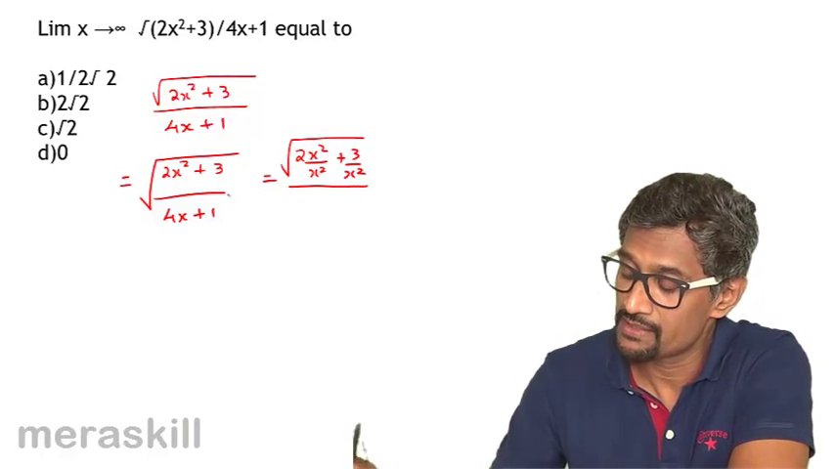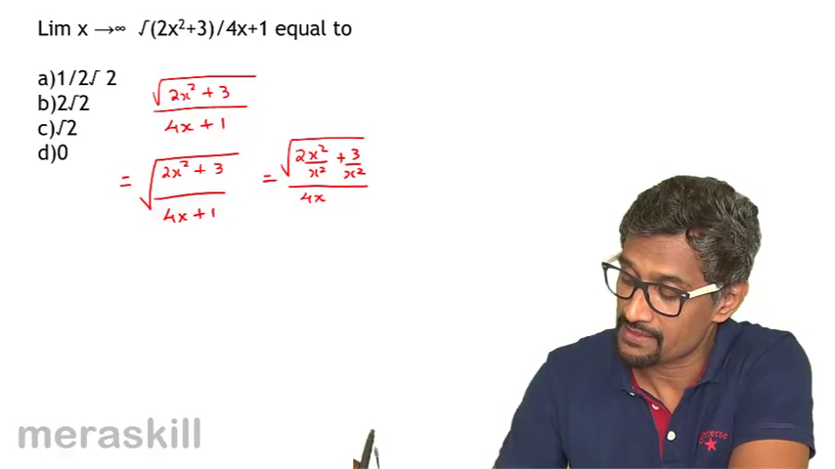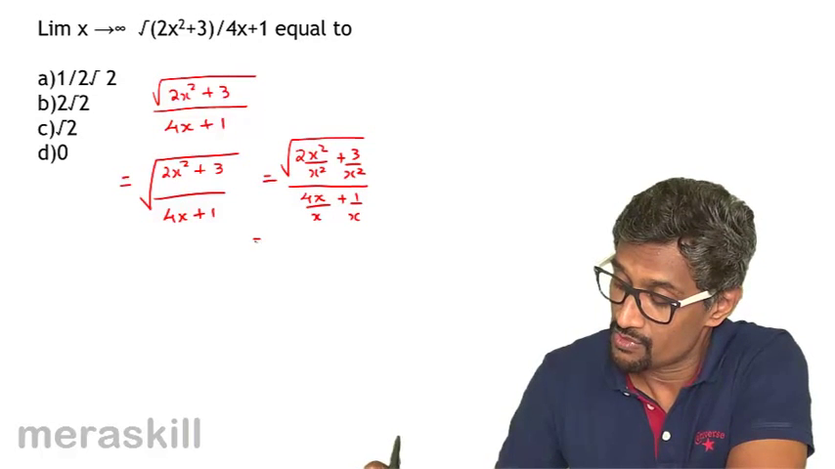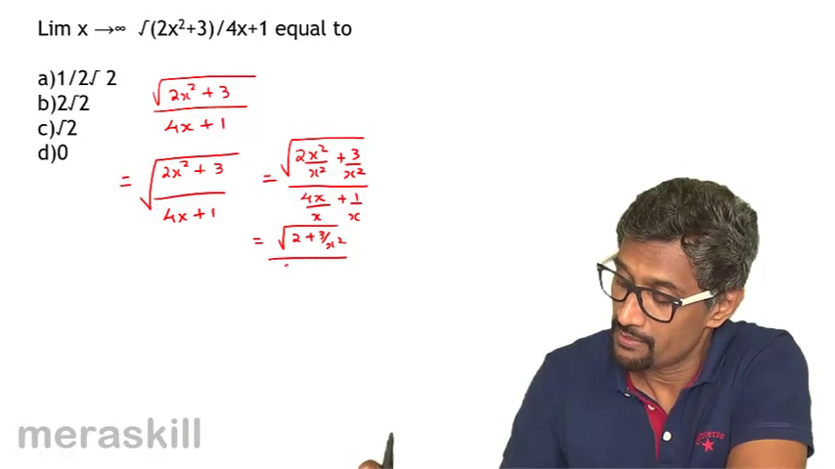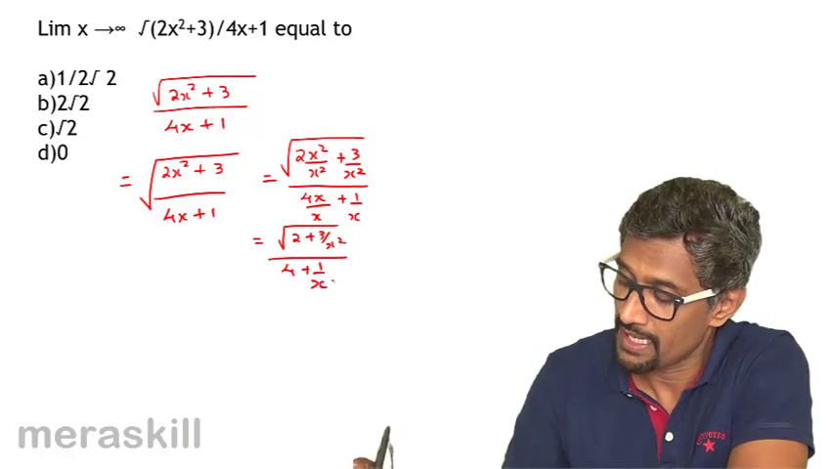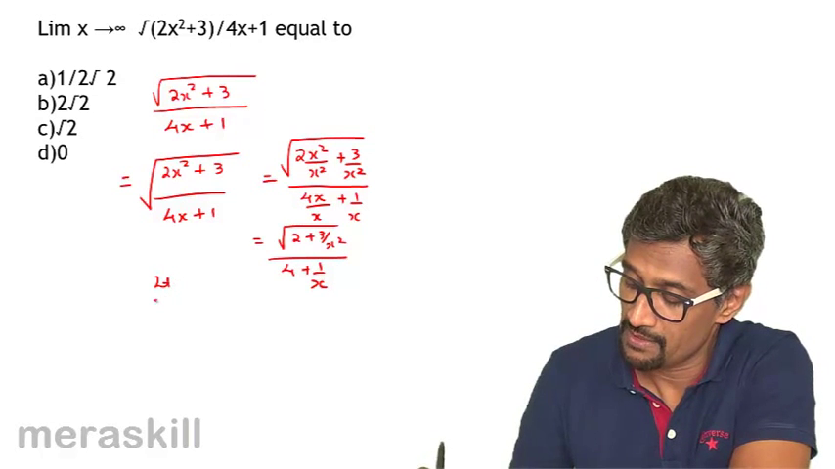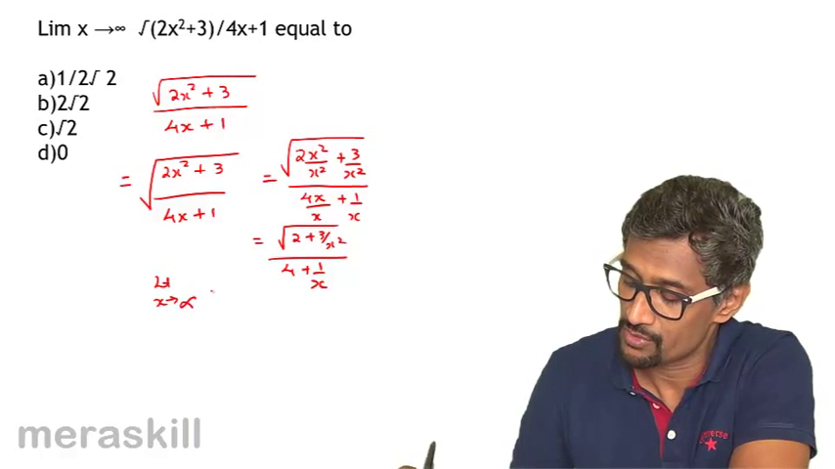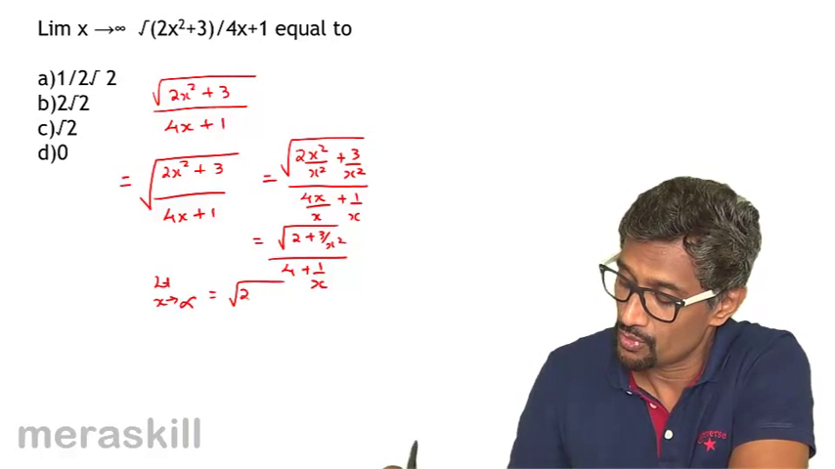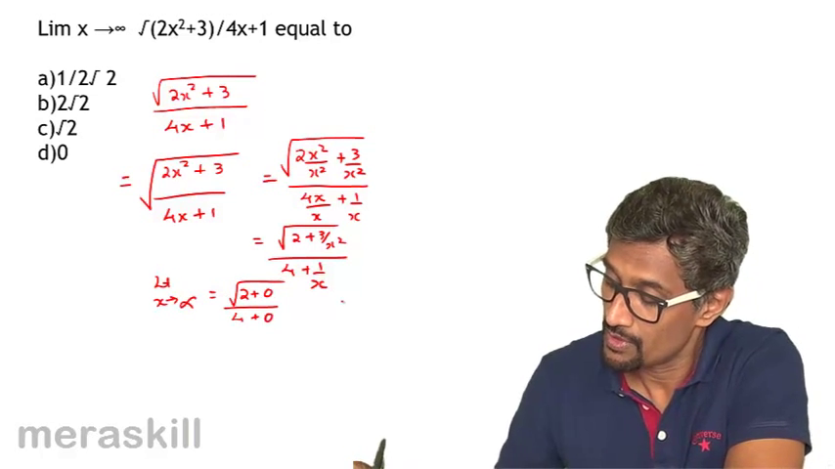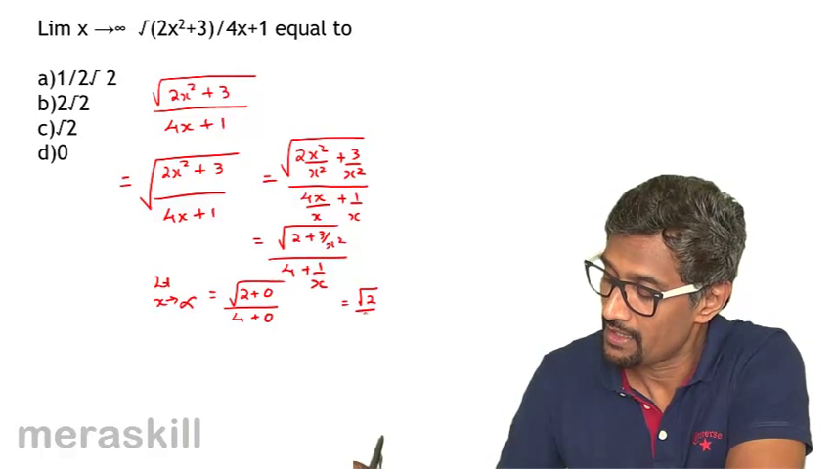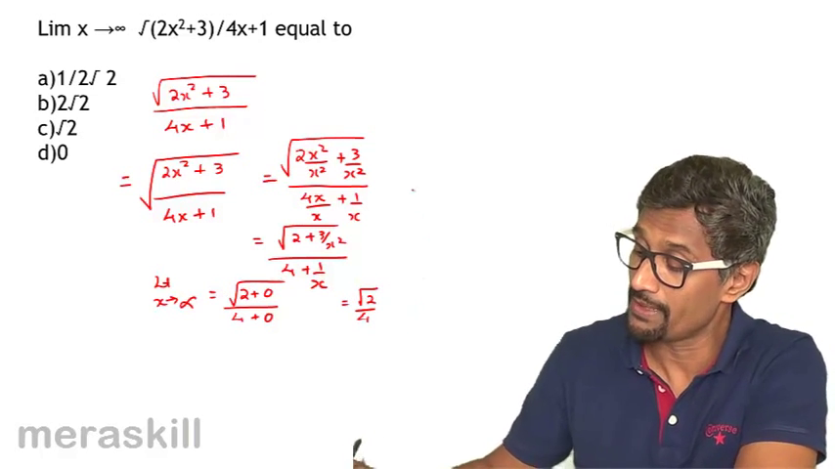Now root x square is the same as x, so dividing by x, we get 4x by x plus 1 by x, which will turn out to be root of 2 plus 3 upon x square, divided by 4 plus 1 by x. Now you need to find the limit of this expression as x tends to infinity, which would be root of 2 plus 0 divided by 4 plus 0, which is root 2 by 4. So we get root 2 by 4.